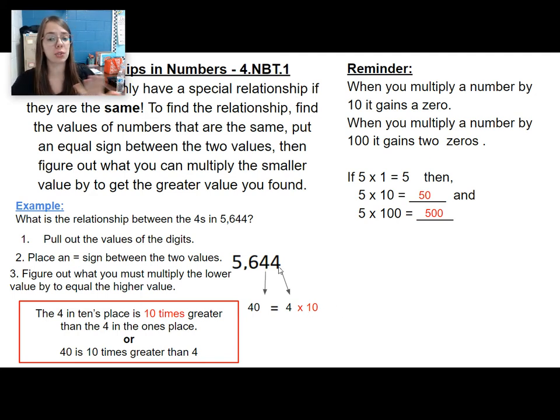Because we know 40 is greater than 4, and since they're side by side, they're the same digit, and we're in the base 10 system, we're just multiplying by 10 to get from the 4 in the ones place to the 4 in the tens place. Anytime you have 2 digits that are the same and they're side by side in the number, that relationship is always a times 10 relationship, okay? Because of how our base 10 number system works.